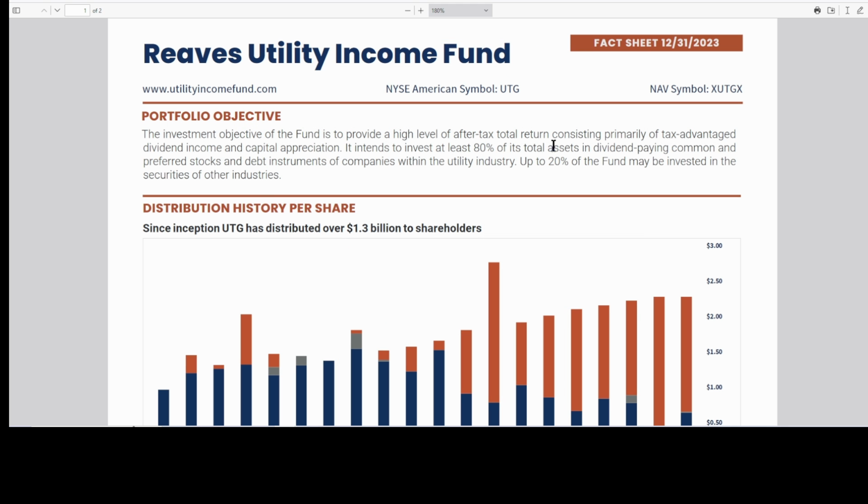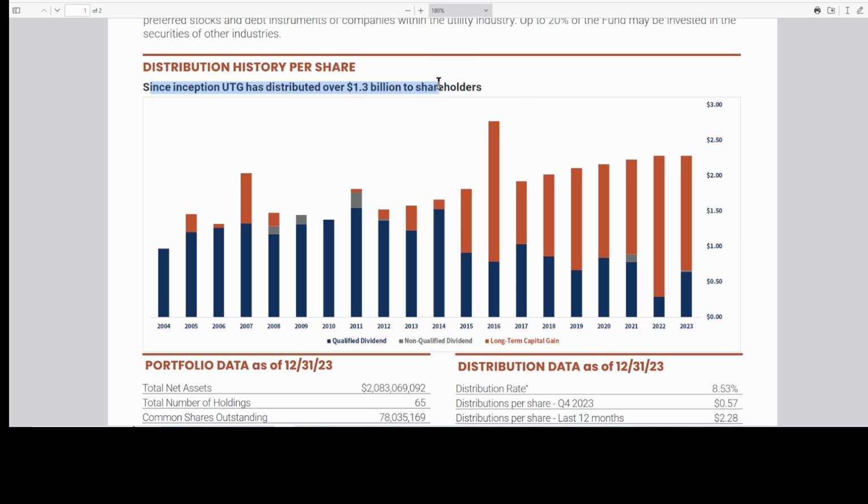Okay, so let's see this fact sheet. Objective: to provide a high level of after-tax total return consisting primarily of tax-advantaged dividend income and capital appreciation. It intends to invest at least 80% of its total assets in dividend-paying common and preferred stocks and debt instruments of companies within the utility industry. Up to 20% of the fund may be invested in securities of other industries. Right? Since inception, they distributed $1.3 billion to shareholders, but have a look at this.